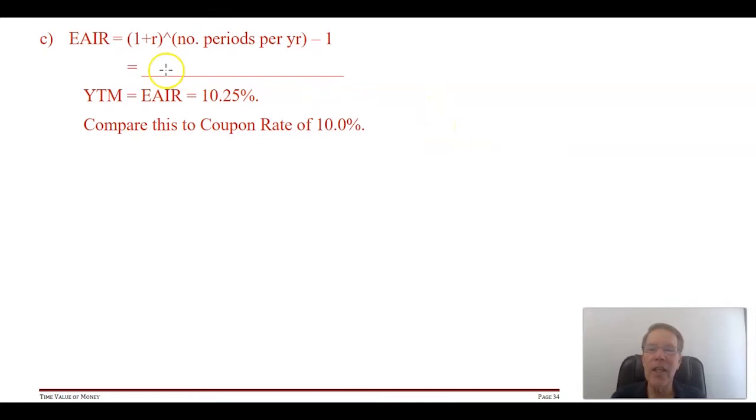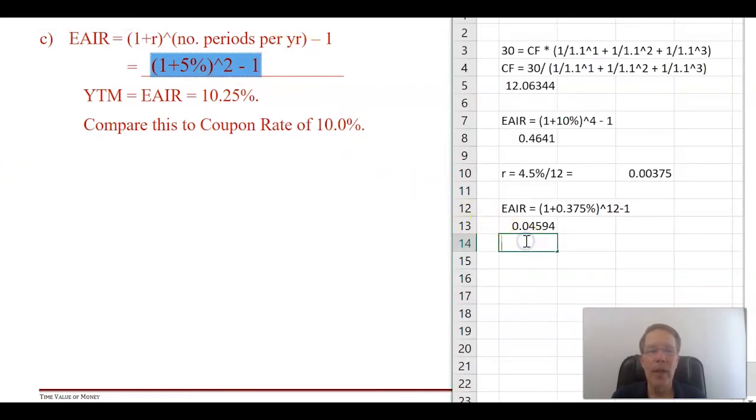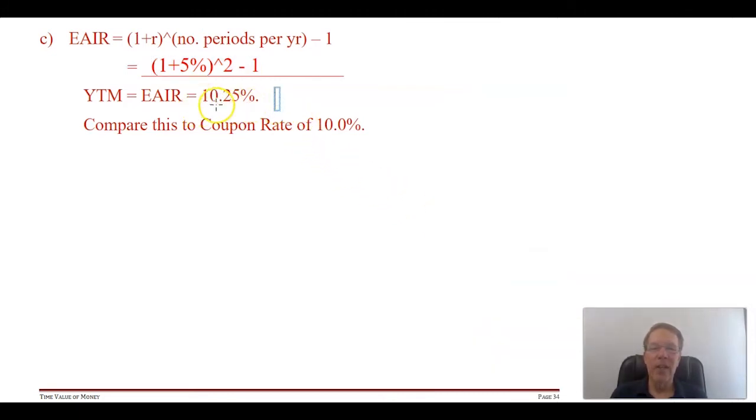Now we've got the R, we can get the EAIR, right? So it's just 1 plus, we just plug in the EAIR formula, to the 2 minus 1 here. So it's 1 plus our native R, quantity raised to the number of periods per year, minus 1. Let's go ahead and calculate that. Okay, so we get 0.1025, which in percent terms is 10.25%. And you can see it's true, it's 10.25%.